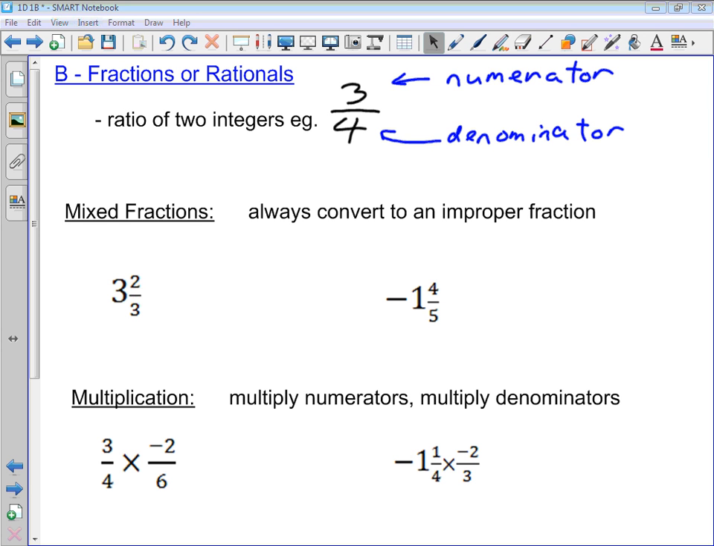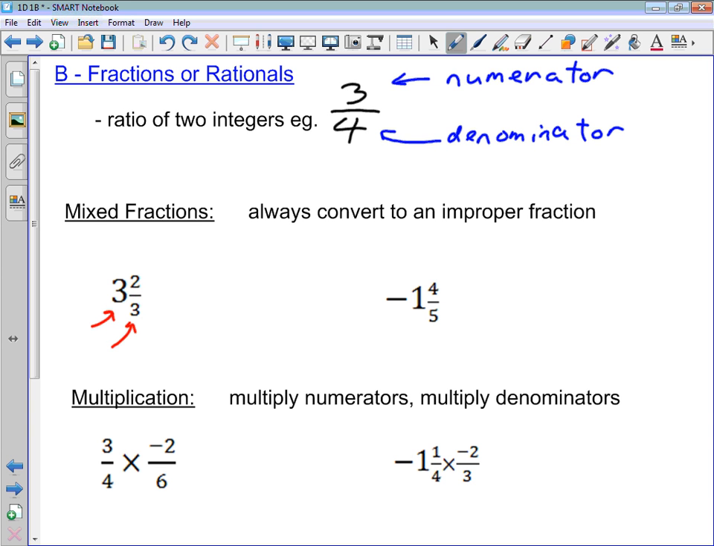So the first thing that we want to be able to do with fractions is sometimes you'll be working away on a question and they'll give you what's known as a mixed fraction here, which is a fraction with a whole number part, that would be the 3, and a fractional part, the 2/3. We do not want to have any mixed fractions when we are doing addition, subtraction, multiplication, or division. Okay? So our first step is always to convert this mixed fraction into an improper fraction.